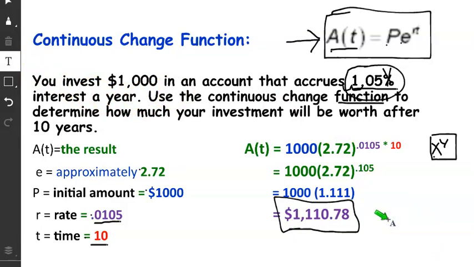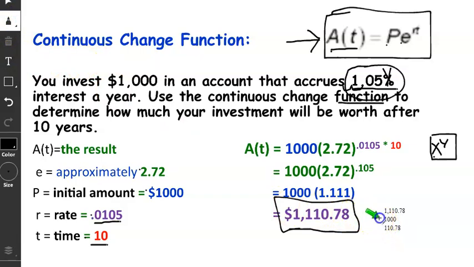To find out how much you earned over 10 years, which is super small, subtract. Go ahead and subtract what you started with from what you have. And you started with $1,000, right? So you made, by doing nothing but putting your money in an account, $110.78.